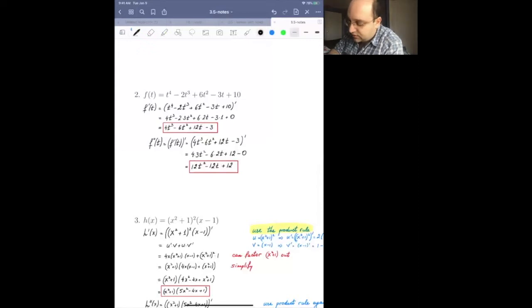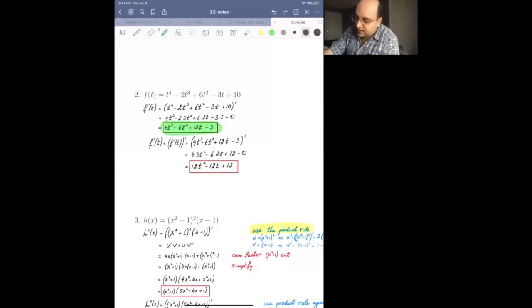So you take the derivative of t to the power 4 minus 2t to the power 3 plus 6t squared minus 3t plus 10. So we take the derivative term by term, and what we obtain is 4t to the power 3 minus 2 times, so the derivative of t to the power 3 is 3 times t squared. Derivative of t squared is 2t, and derivative of t is 1. And the derivative of 1 is 0. Simplifying, we obtain this expression here. Okay.